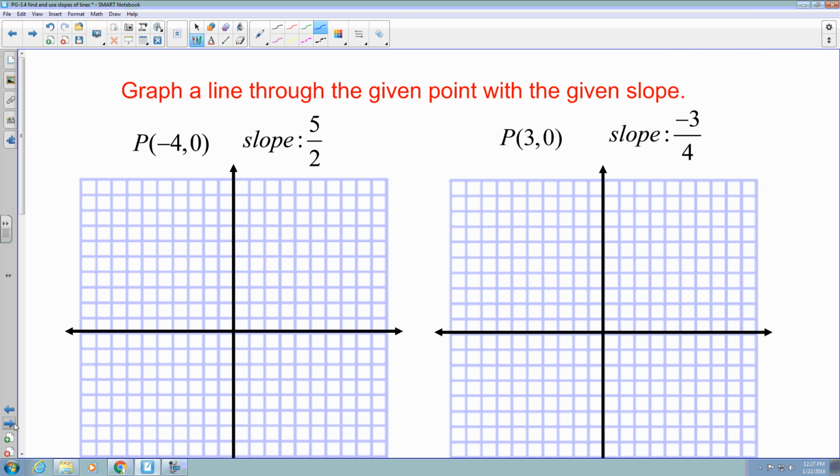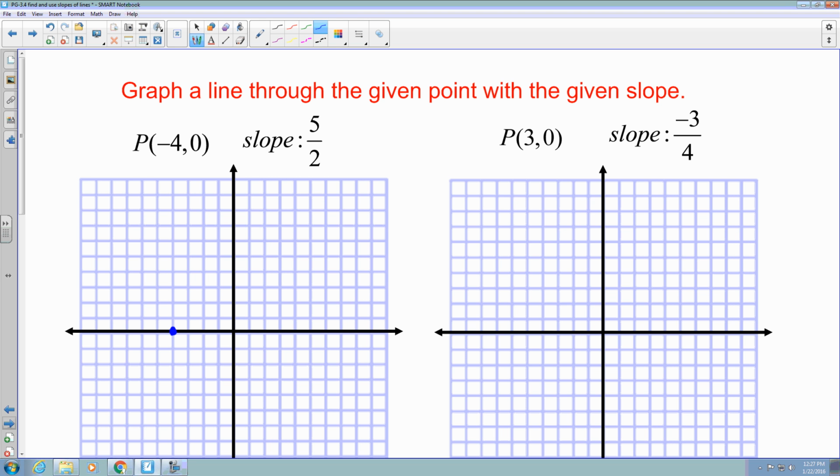Now, we can graph a line through a given point with a given slope. That's something that we can do, just because all you're going to do is this. The first thing you're going to do is plot the point that they give you. So here, point P is -4, 0. So I just go -1, -2, -3, -4, and it's 0. So you just plot it there. It's right on the x-axis.